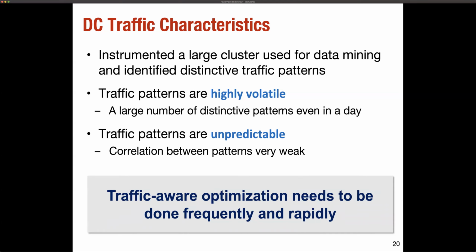But one takeaway which is clear here is that traffic-aware optimization, which was very common for the networks before, like the wide area networks and other types of networks, if you want to do that, then it needs to be done frequently and it needs to be done rapidly, which is a non-trivial thing to do.